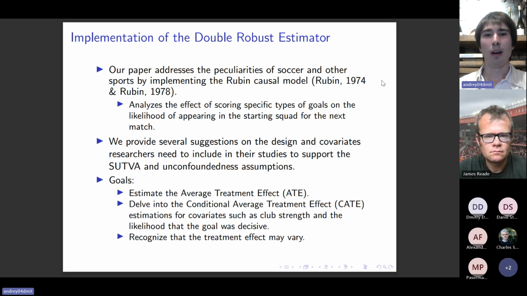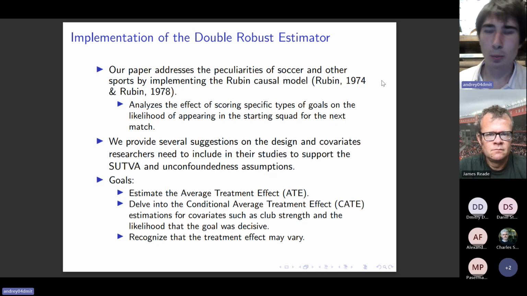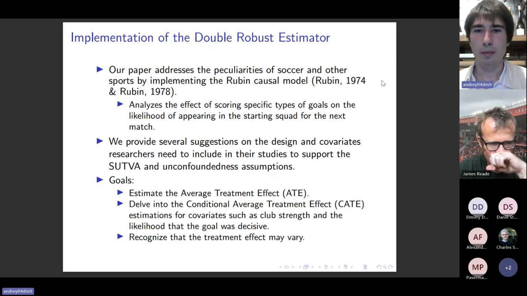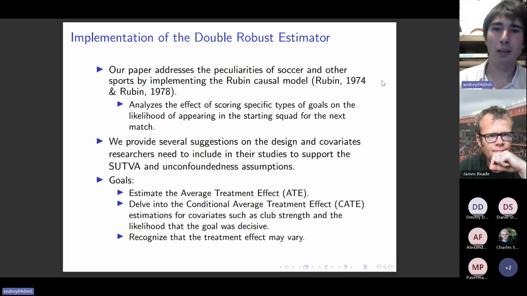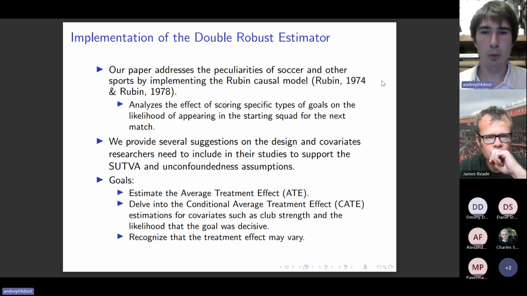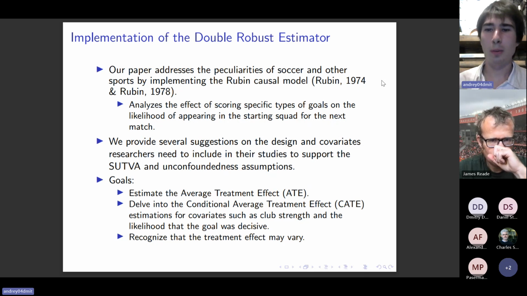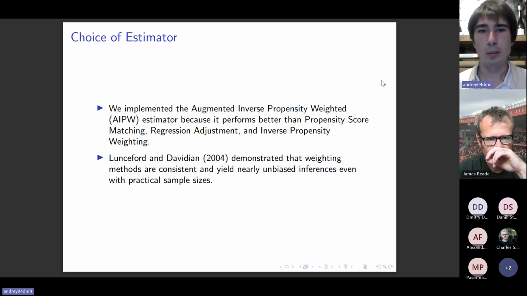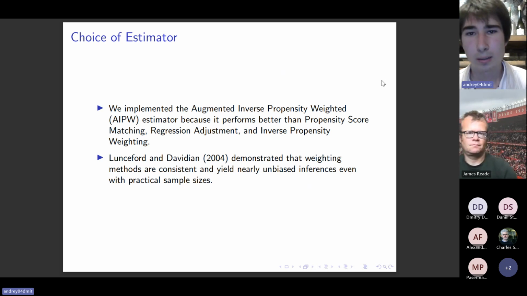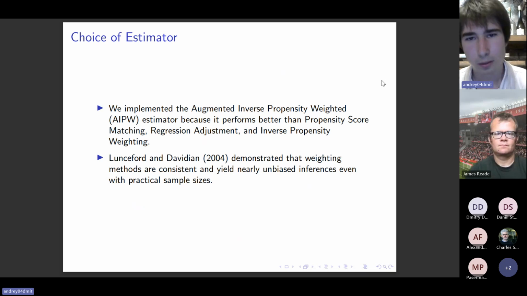So, implementation of the double robust estimator. Our main purpose is to address the peculiarities of soccer and other sports by implementing the Rubin causal model, and we provide several suggestions on the design covariates researchers need to include in their studies to support the SUTVA and unconfoundedness assumptions. And our goal is to estimate the ATE, delve into the CATE estimations for covariates such as club strength and the likelihood that the goal was decisive, and recognize that the treatment effect may vary. So, choice of estimator. We implemented the augmented inverse propensity weighted estimator, which is well known for its double robust property.